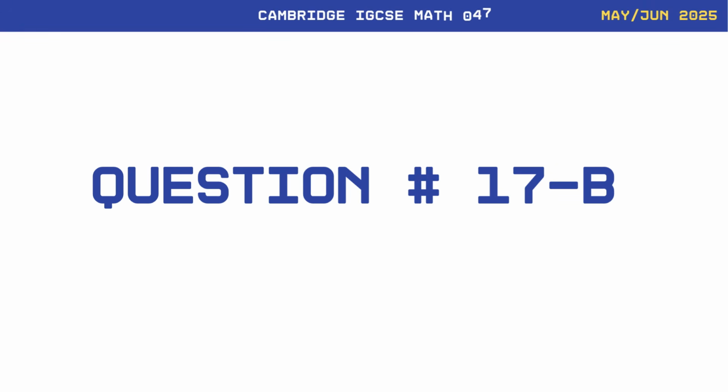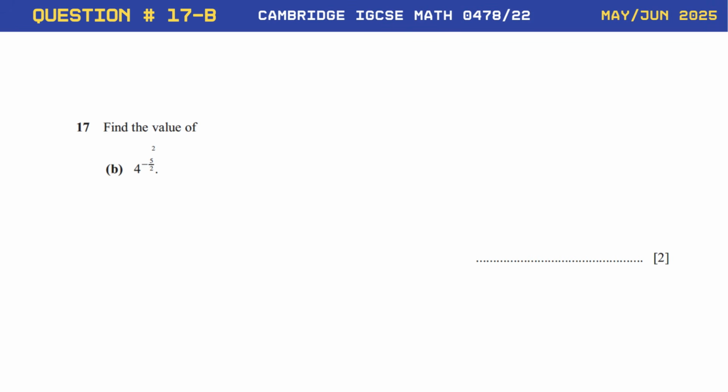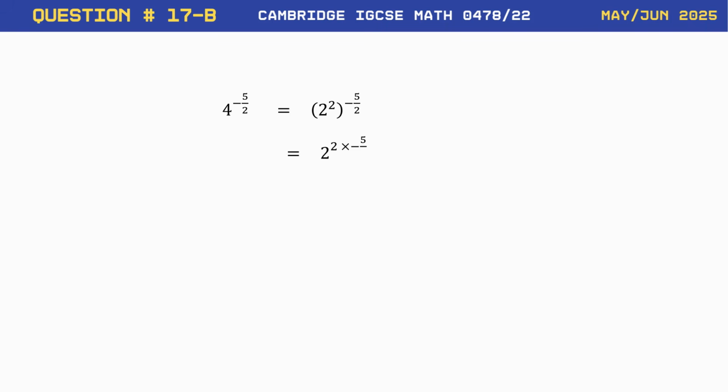Question number 17, Part B. Find the value of 4 raised to the power of -5/2. Now, 4 can be written as 2 squared, so we can write 4 raised to the power of -5/2 as 2 squared raised to the power of -5/2. Powers will multiply. As 2 divided by 2 is 1, we get 2 raised to the power of -5.